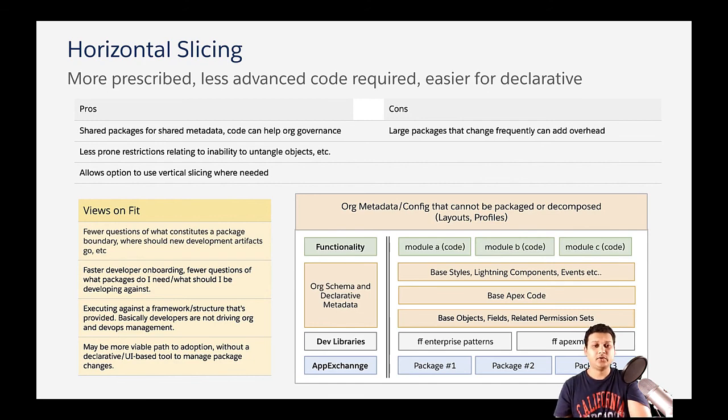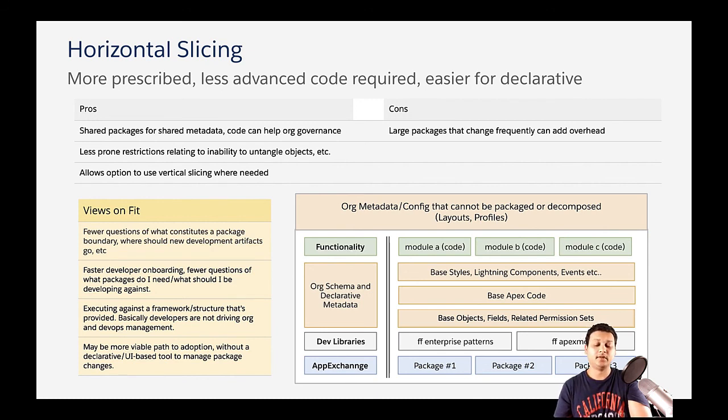One of the things to note is there are a couple of patterns that you can follow to untangle your org. The first one is horizontal slicing. In horizontal slicing, what you do is you basically have packages for all your open source. Then you have packages for your metadata, like objects, fields, permission sets. Then you have packages for your Lightning components, and then you have modules. And the modules only comprise code.